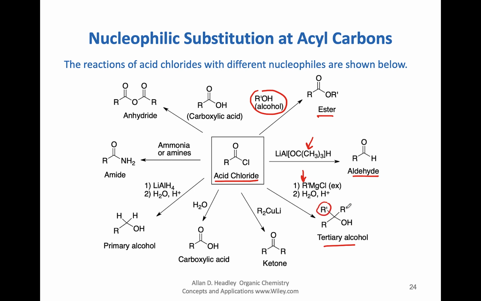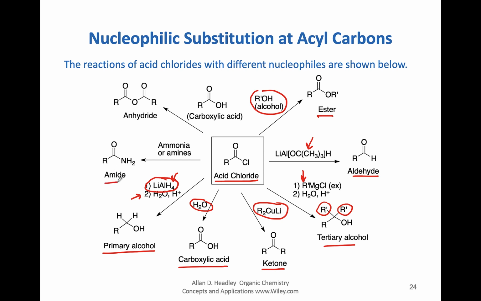Here are the 2 groups that are coming from the Grignard reagent. We can make ketones by using the Gilman reagent. We can make carboxylic acids by using water. We can make primary alcohols by using lithium aluminum hydride, 2 moles of H minus from this, because it has 4, and in a second step hydrolysis.